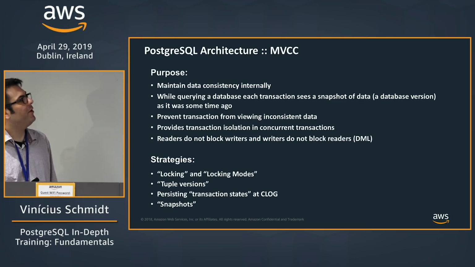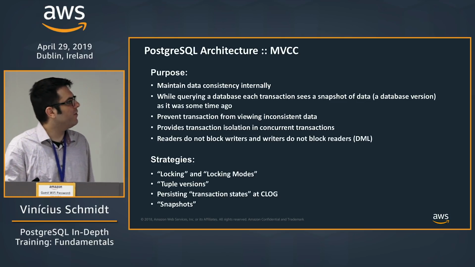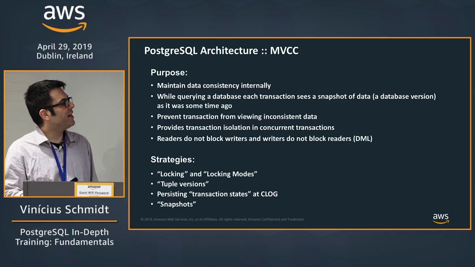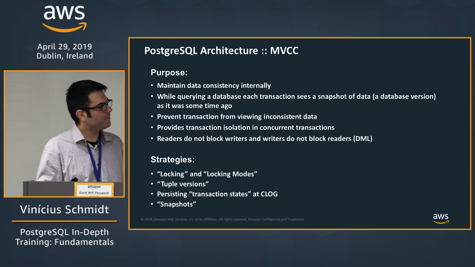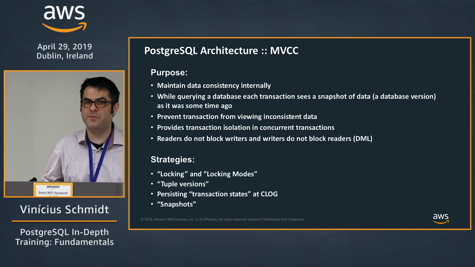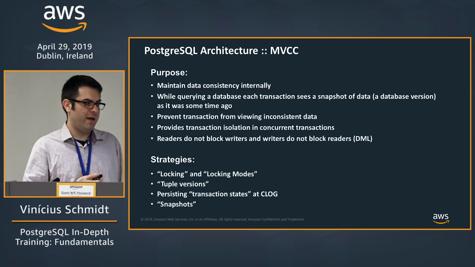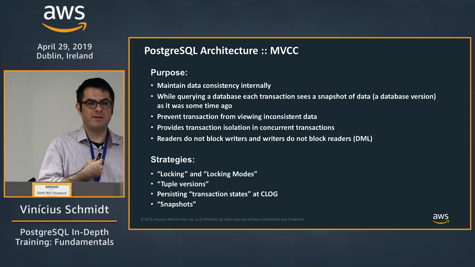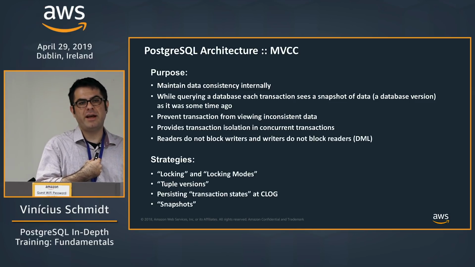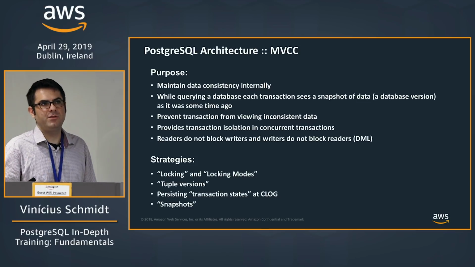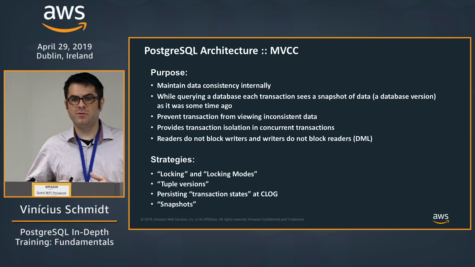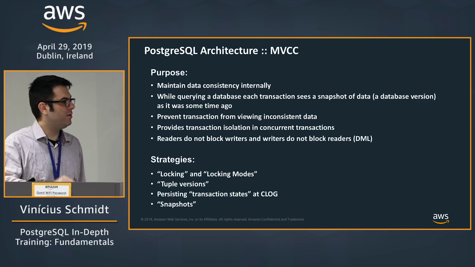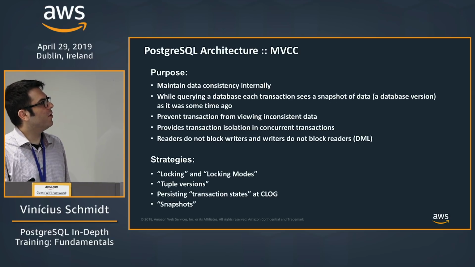And another thing that MVCC does as well is provide transaction isolation in concurrent transactions, preventing a transaction from viewing inconsistent data. It's that example that we were talking about before. If I want to do a cash transaction, if I want to transfer money from one entity to another, I want to do it in the most atomic way. So the MVCC is controlling that, okay?